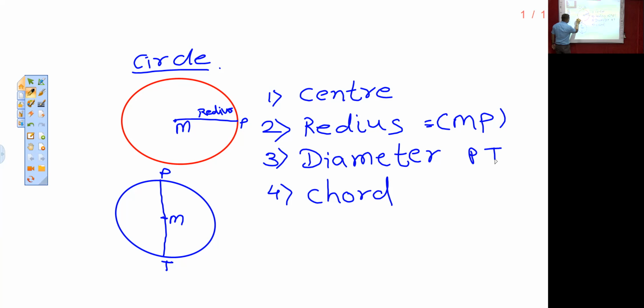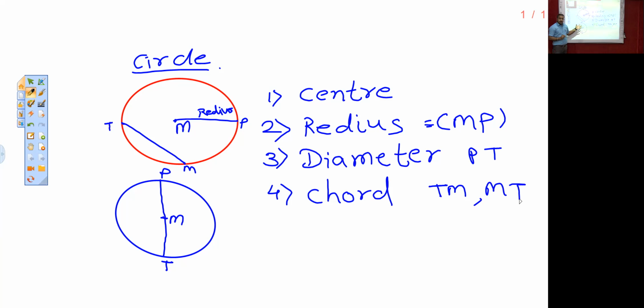Next one, chord. Chord means two points on a circle make one line, that is called a chord. See how, here I put one point, and here I put another point. I give the name T to one point and M to the other, and make one line. That is called a chord. So the chord is MT, or TM, same thing.